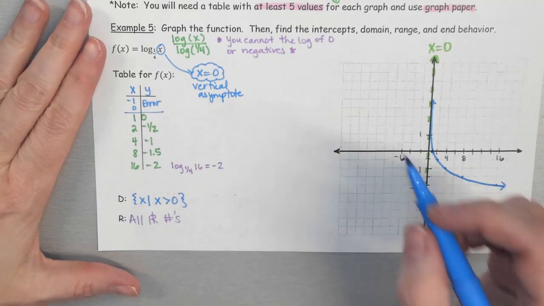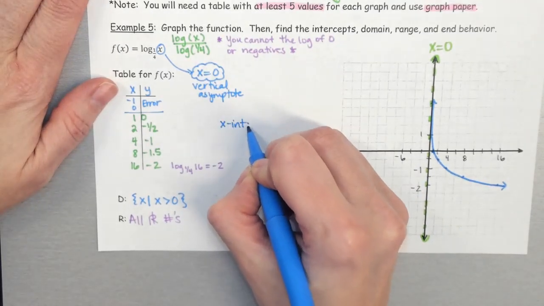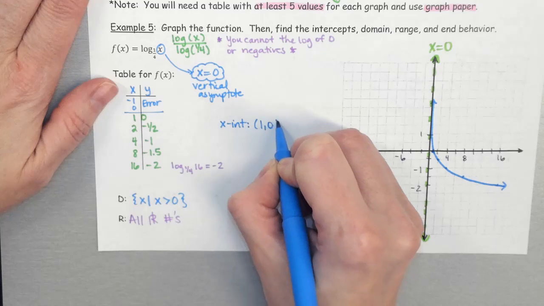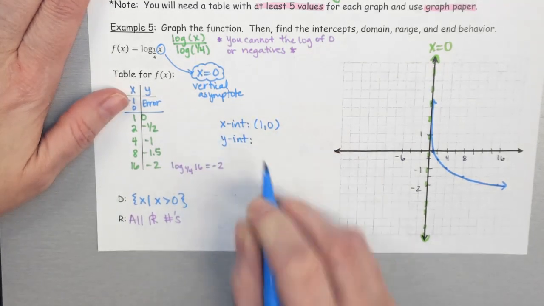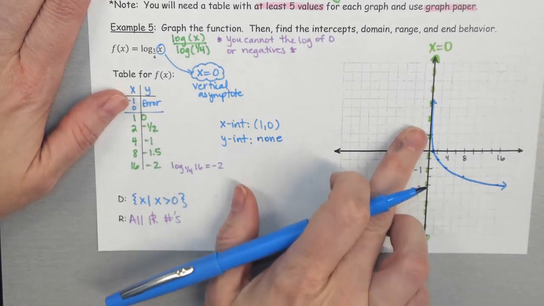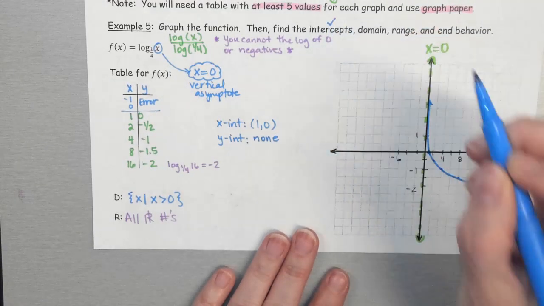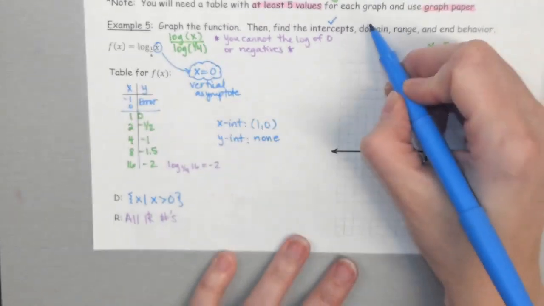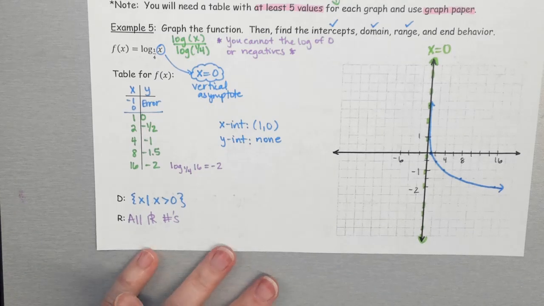And then it said to find the intercepts. So the x-intercept is on our chart. It's 1, 0. It's on our table. The y-intercept, in this case, there are no y-intercepts because that's where your asymptote is. So we found the intercepts. We did the domain and range. The last thing we have to do is the end behavior. So the end behavior for this is a little bit different.